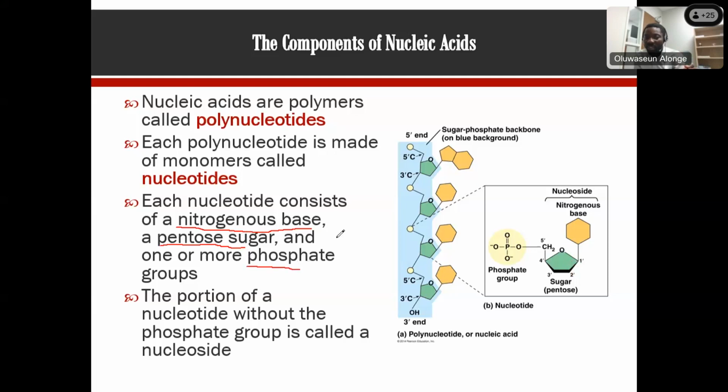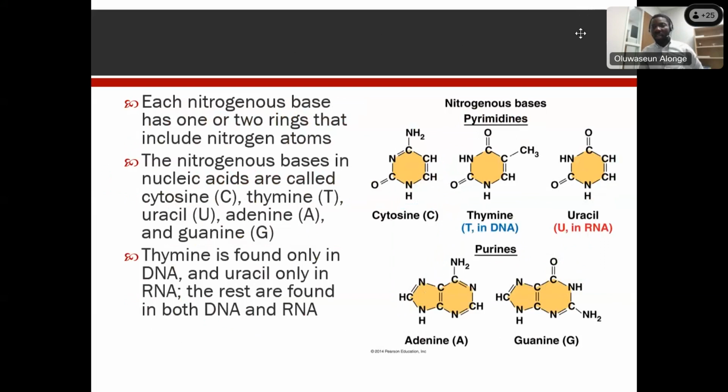And then there's the phosphate. So here are the nitrogenous bases, here is the phosphate, and here is the sugar. All right, so let's go. The portion of nucleotide without the phosphate is called nucleoside. Without phosphate is nucleoside, with phosphate, everything is called nucleotide. So here is the monomer for nucleic acid. Now, you see, here are the nitrogenous bases.